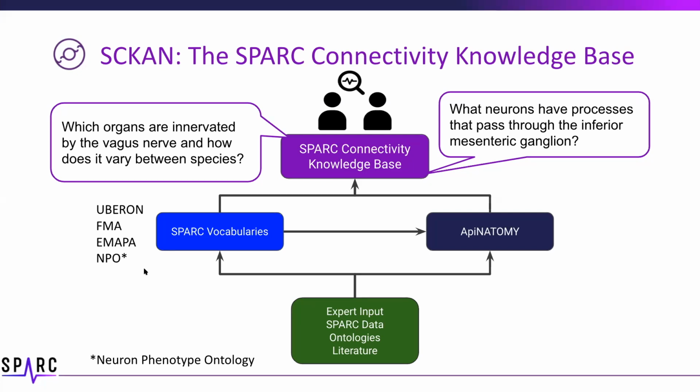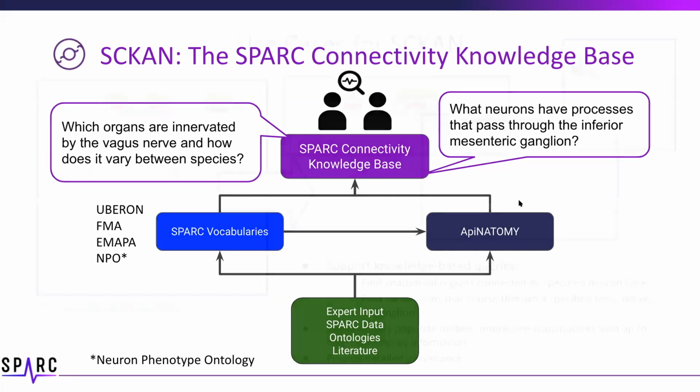And there are different representations of vocabularies we use. Uberon is the general anatomical panspecies ontology, but sometimes supplemented with the Foundational Model of Anatomy or the Adult Mouse Anatomy ontology. These are all interoperable with each other. And they are represented using a formalism called ApiNATOMY, which I will discuss in just a moment.